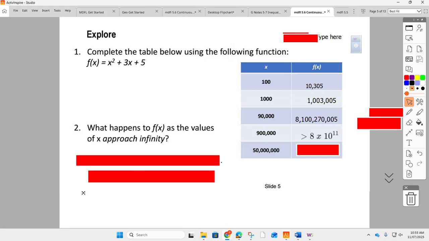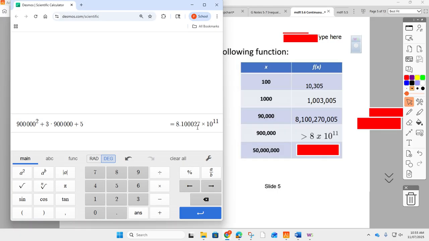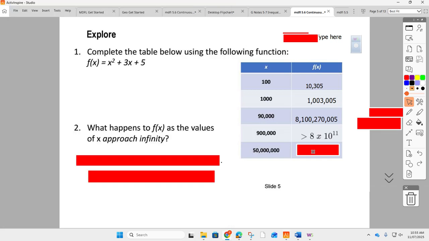What do I get? Why did it say that? Oh, it says they rounded here, so this would be more than 8 times 10 to the 11th power. I don't know why they did it that way. But anyway, 50 million, we won't plug that one in. It's going to be more than 2 times 10 to the 15th power. That's written in scientific notation.